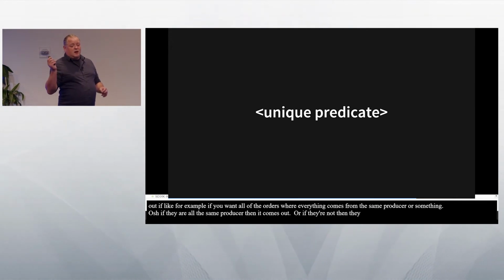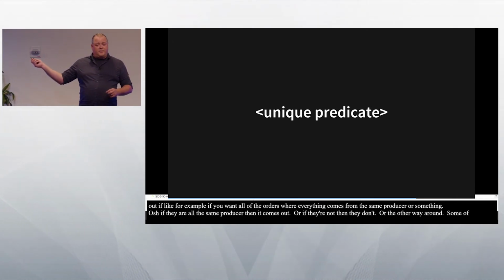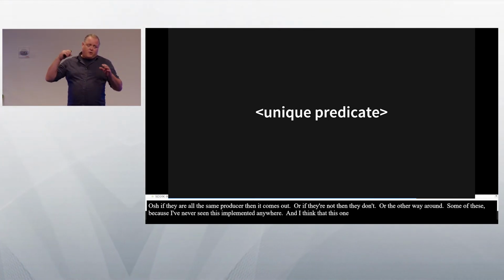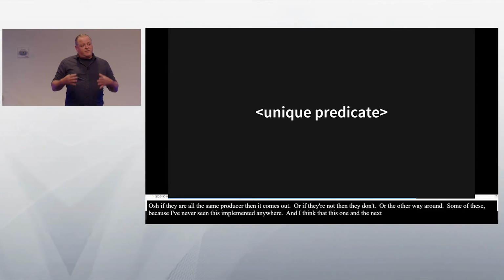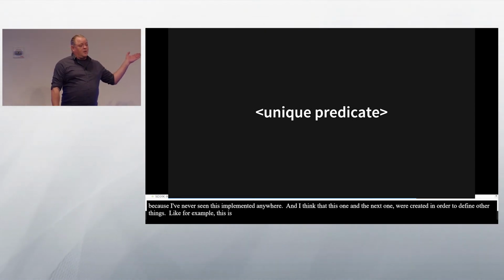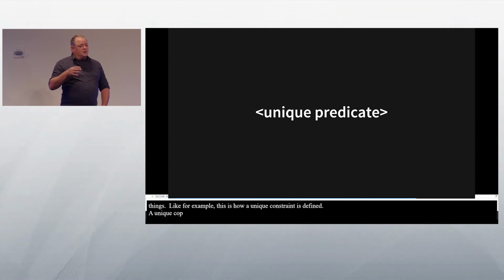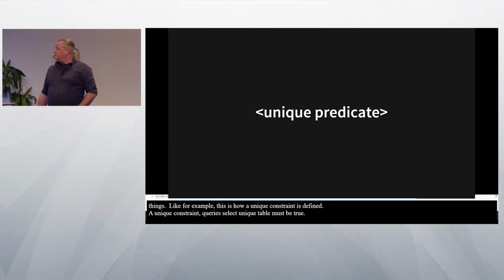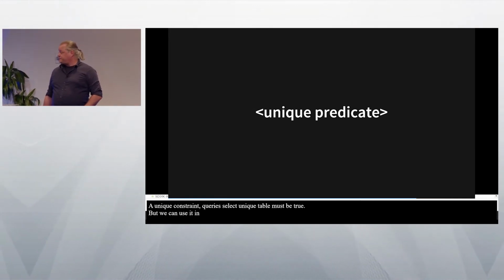Because I've never seen this implemented anywhere, I think this one and the next one were created in order to define other things. For example, this is how a unique constraint is defined. A unique constraint says that after completion, the query select unique and then table must be true. But we can use it in many different scenarios.